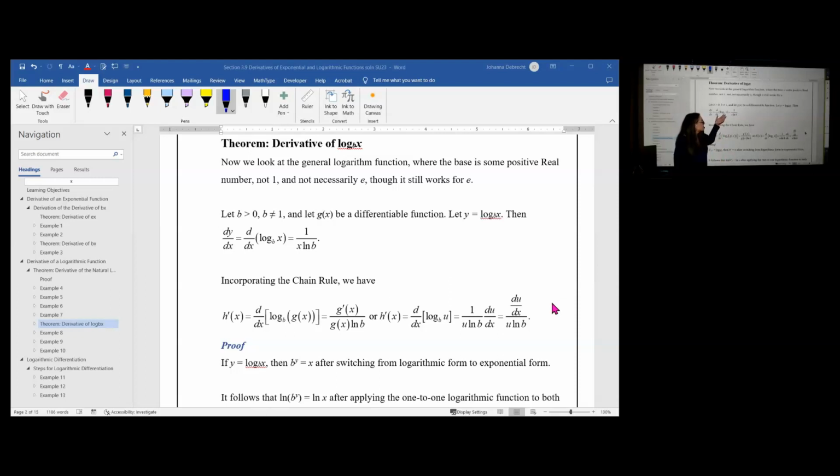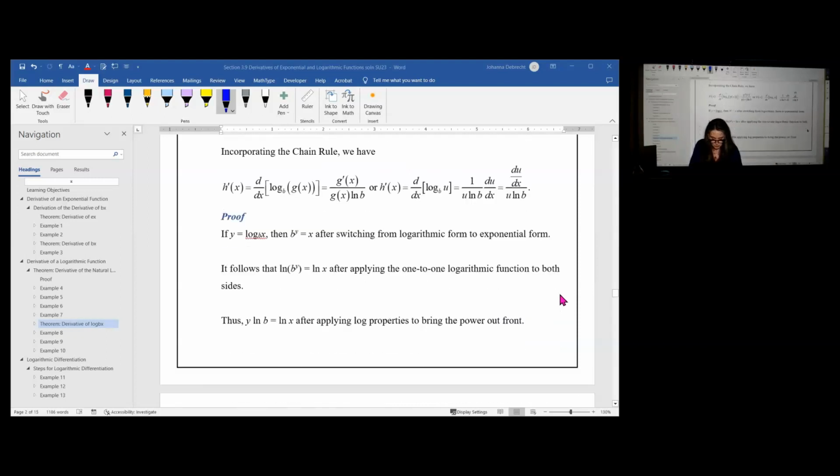It makes sense, since the formula for the derivative of natural log is 1 over u, that natural log of the base shows up in the denominator, and in fact it does. The derivative then of log base b of u becomes 1 over u times the natural log of the base, which is a constant, times du dx. This is the form you need to memorize.